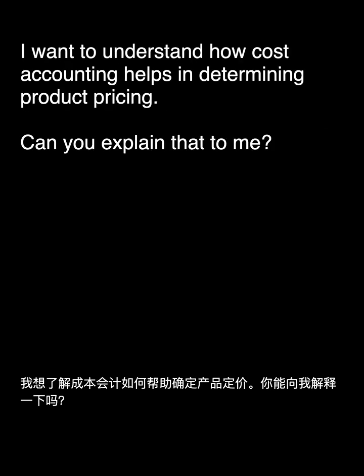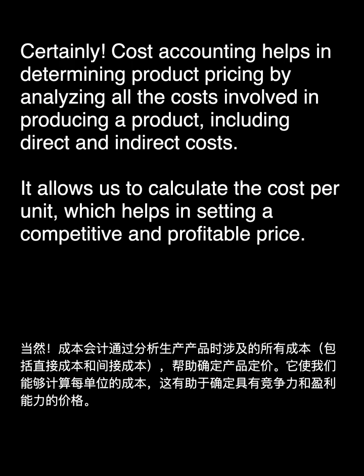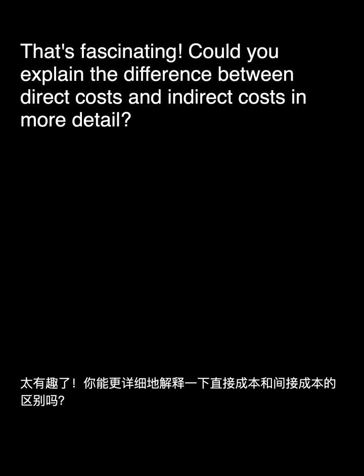I want to understand how cost accounting helps in determining product pricing. Can you explain that to me? Certainly. Cost accounting helps in determining product pricing by analyzing all the costs involved in producing a product, including direct and indirect costs. It allows us to calculate the cost per unit, which helps in setting a competitive and profitable price. That's fascinating. Could you explain the difference between direct costs and indirect costs in more detail?